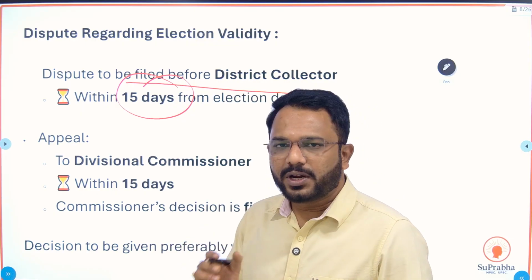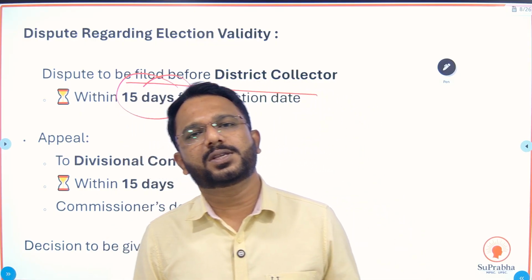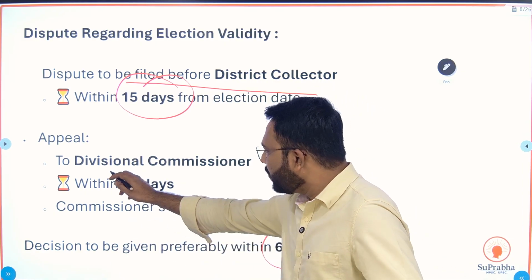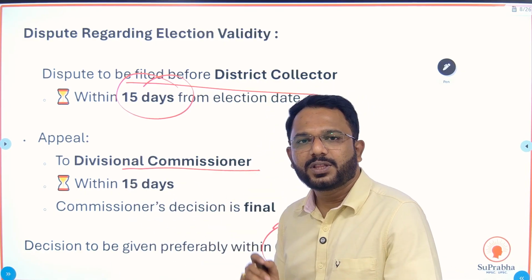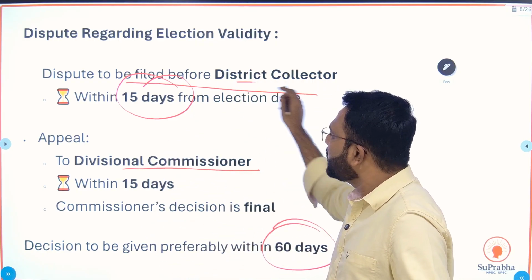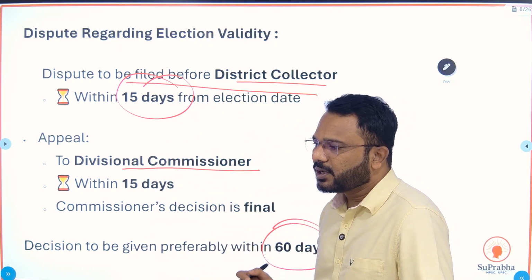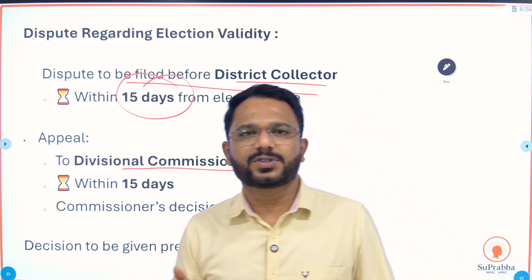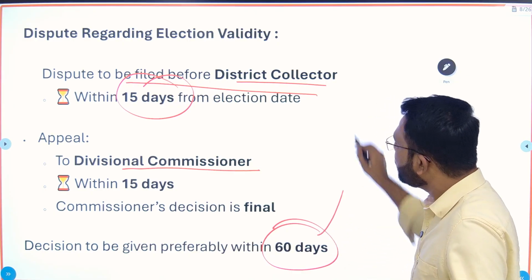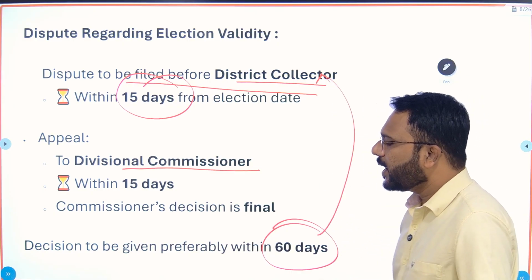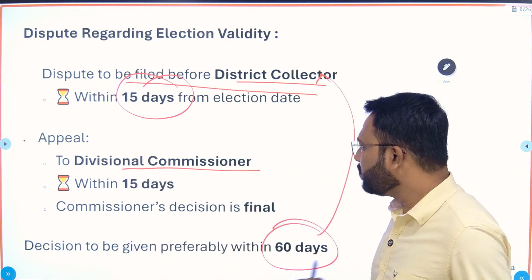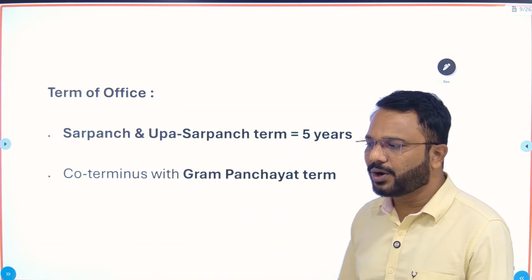And if the individual is not satisfied with this decision, he can file an appeal before the divisional commissioner within 15 days of the decision provided by the district collector. Here the divisional commissioner gives his decision within 60 days. As we have observed in this case as well, the commissioner's decision here is final. No more appeals can be placed to any other authority.